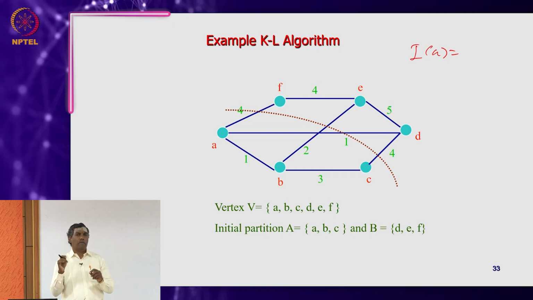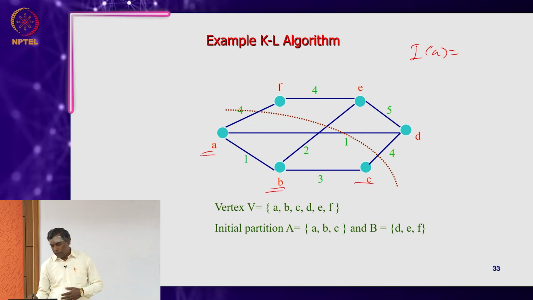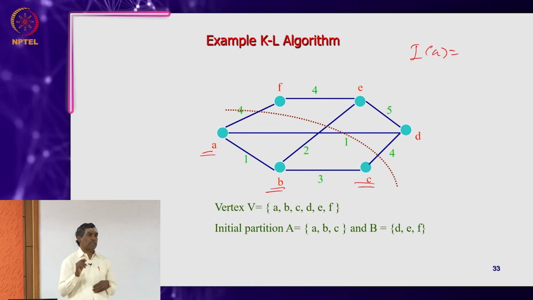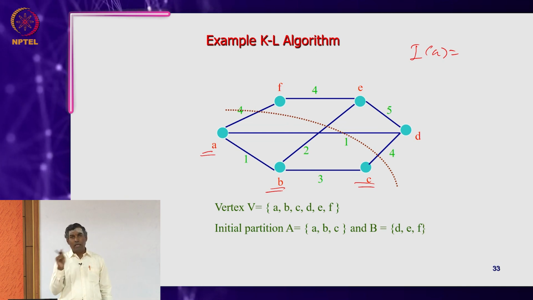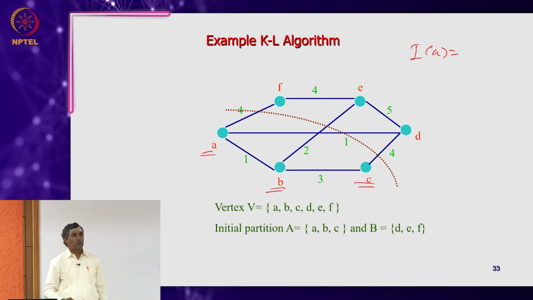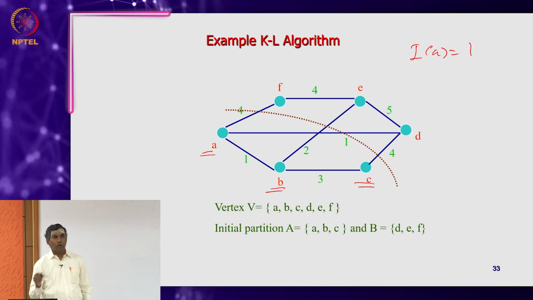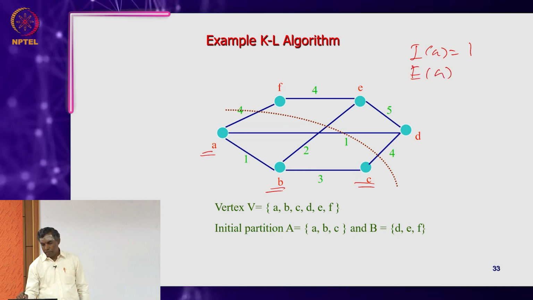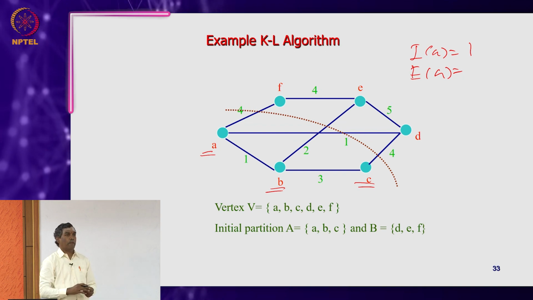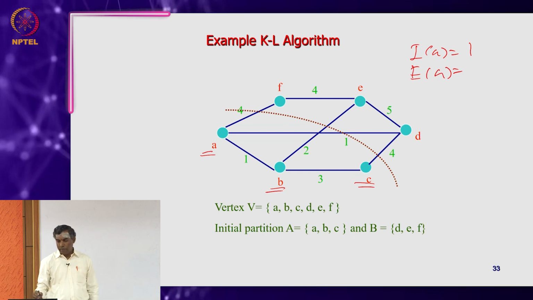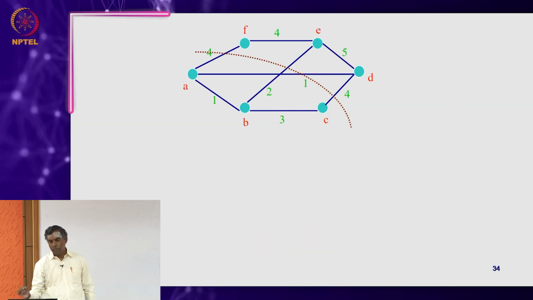How many vertices are within this group A? For A, you have A, B and C. So, what is the internal cost? See A, B and A, C, is there any edge between A and C? So, you have only A, B. So, only one edge, so the internal cost is 1. And then the external cost of A, from A to the other group. For example, if you look at that, AD is 1 and AF is 5. So, now I find the D of A. What is D of A?